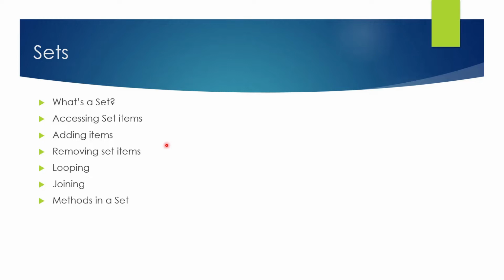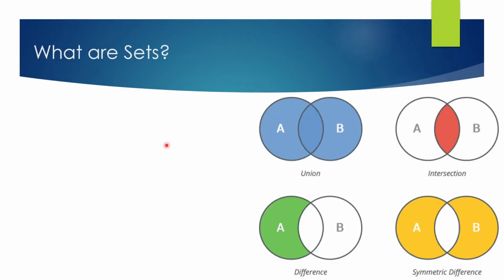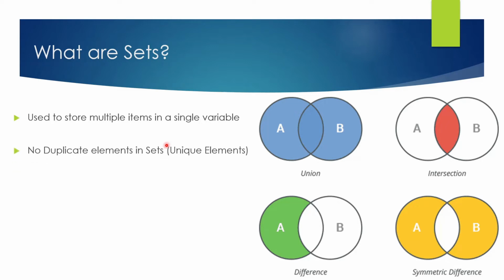So without further ado, let's dive right into the understanding of what exactly is a set. A set is used to store multiple items in a single variable. There are no duplicate elements in a set, only unique elements. If your set has different elements, then it's perfectly fine, but if it has duplicate elements, they will be removed. So it has to have unique elements in your set.